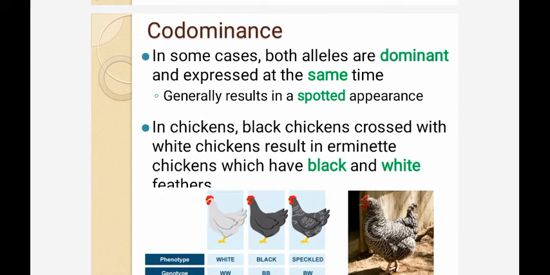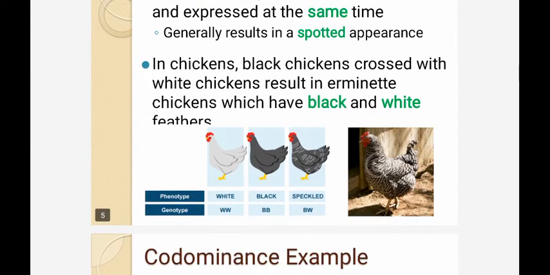Then codominance. In some cases both alleles are dominant and expressed at the same time, so generally resulting in a spotted appearance. For example, in chickens, black chickens crossed with white chickens result in Erminette chickens, which have black and white feathers. You can see the diagram here clearly.